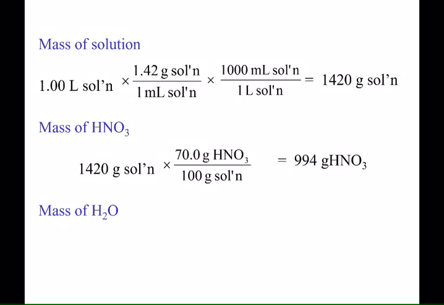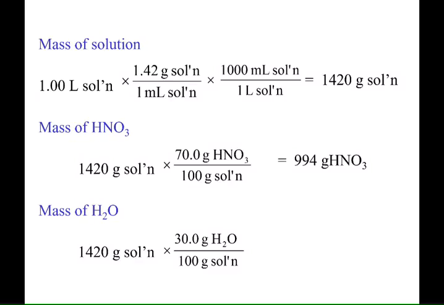You can get the mass of the water 2 ways. You can get it by difference, or you can get it by percent. Looks like I got it by percent. So if it's 70% nitric, it's 30% water. So if we take the mass of our solution based upon our starting volume, and recognize that we have 30.0 grams of water for 100 grams of solution, rounded to 3 sig figs, on that basis we have 426 grams of water. So we got some different numbers there, but it should all shake out.